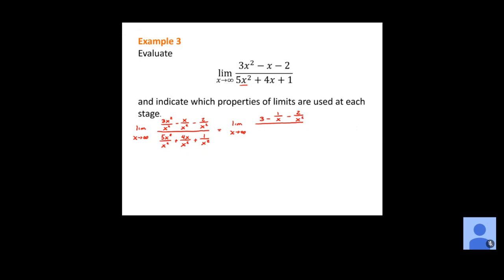Now let's look at the denominator. 5x over x squared is going to be what? That's going to give us a 5. Good. Plus 4x over x squared is going to be 4 over x. Again, one of those x's cancels out. And then 1 over x squared we can't simplify, so that's going to be 1 over x squared.